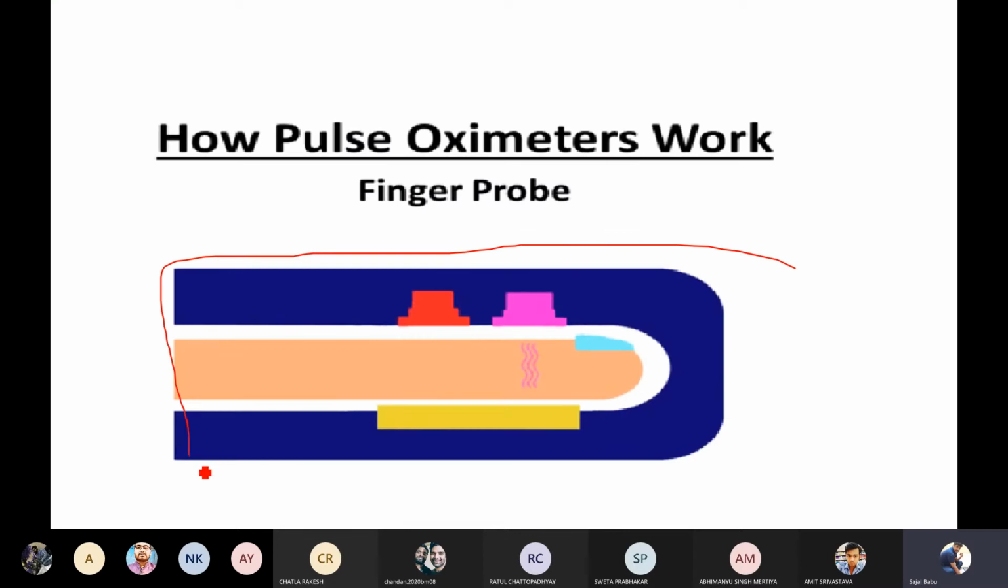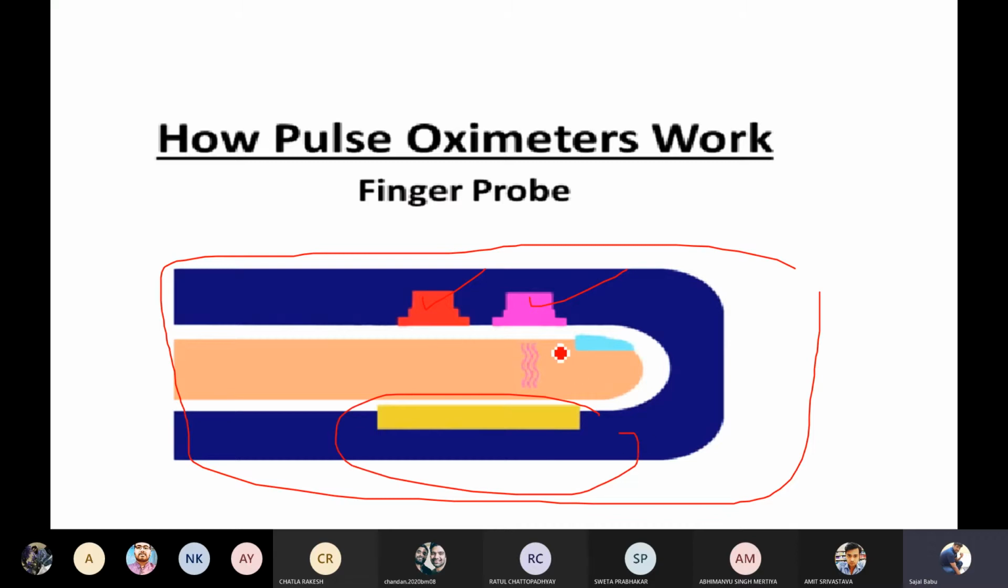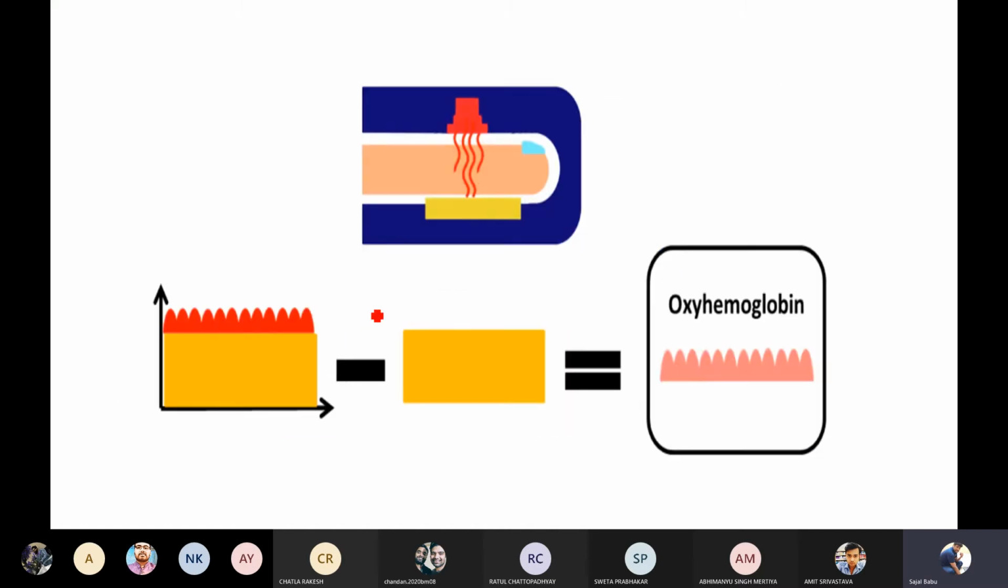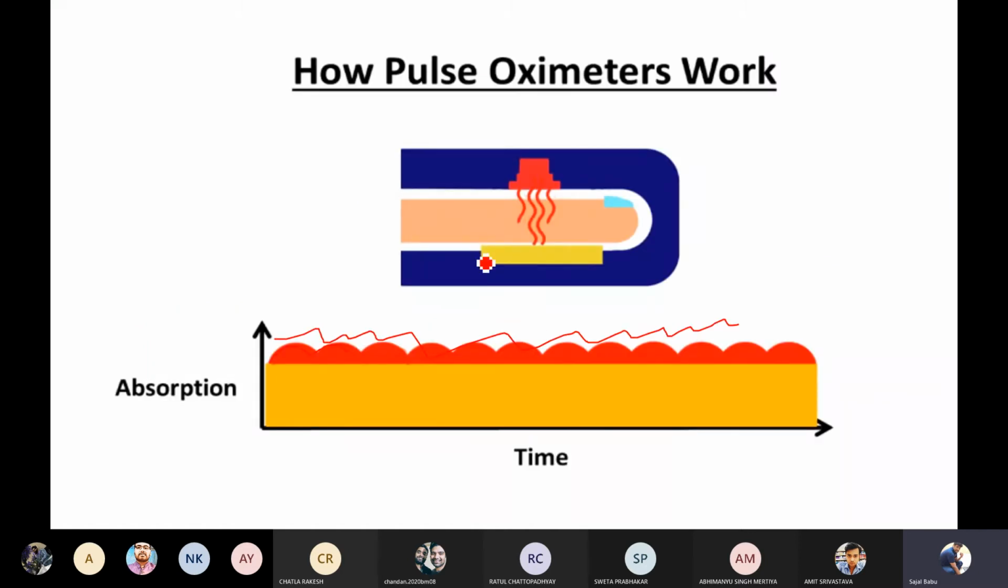This is how your pulse oximeter looks. This is my red LED, this is my infrared LED, and this is my detector. In this way the light travels, and this pulsating light is collected like this, minus the constant value. Whatever the detector receives has a constant part and a varying part.